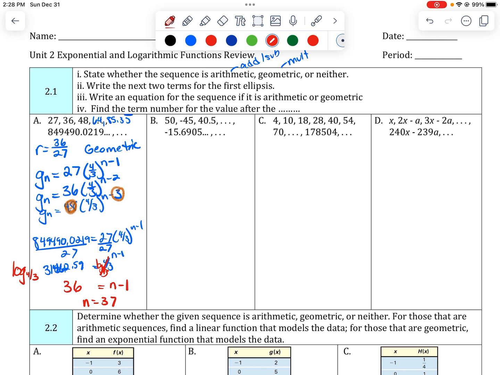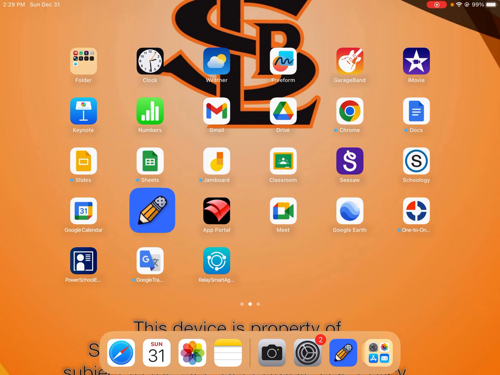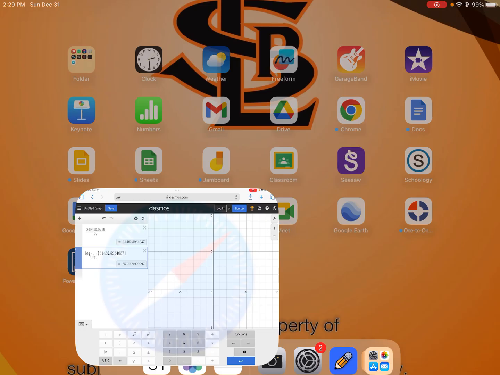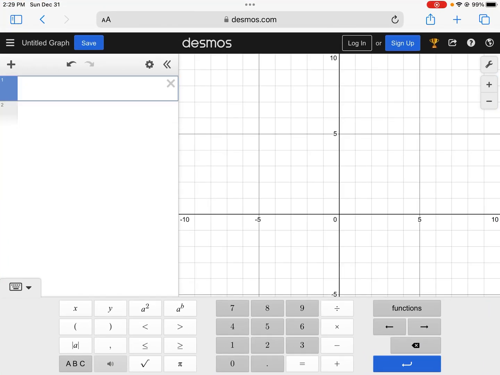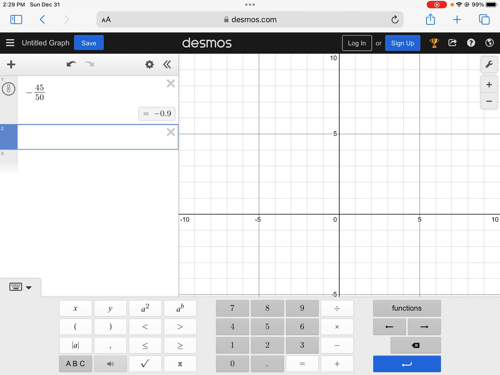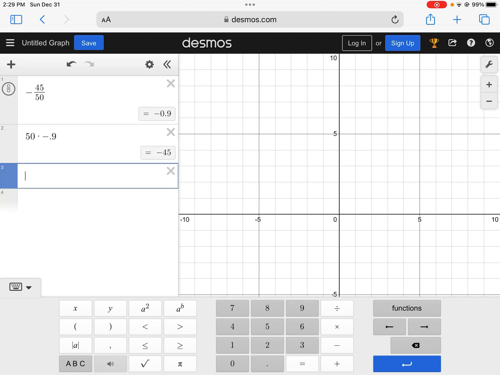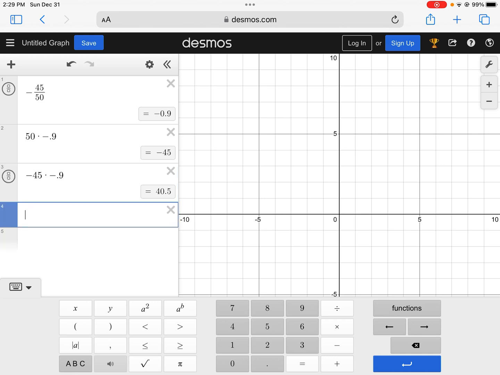All right, well, I can look at this one and I can say it's not arithmetic, so I'm going to see what that ratio would be. So negative 45 divided by 50, and let's see if that works. So our ratio is negative 0.9. So 50 times negative 0.9 is 45, and 45 times negative 0.9. Okay, that seems to work.